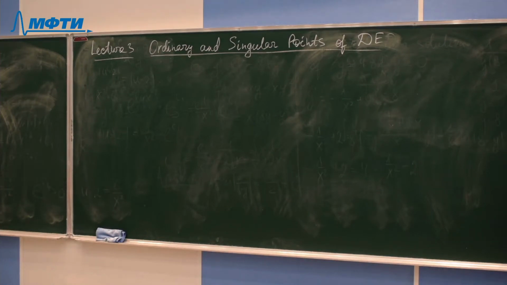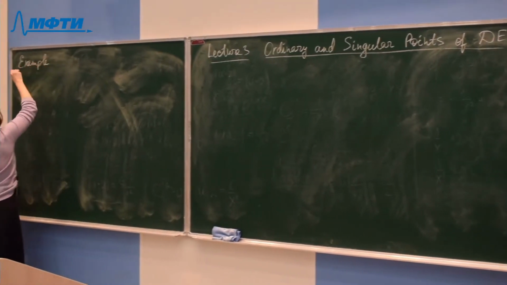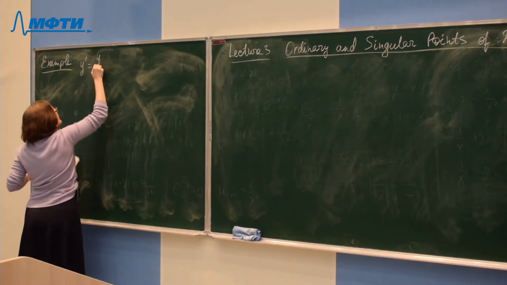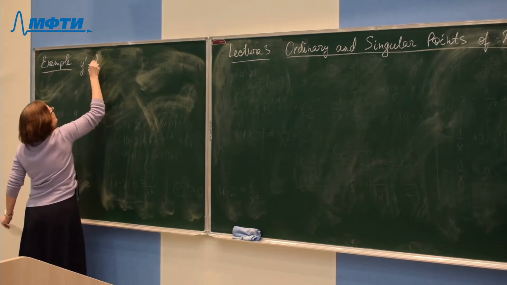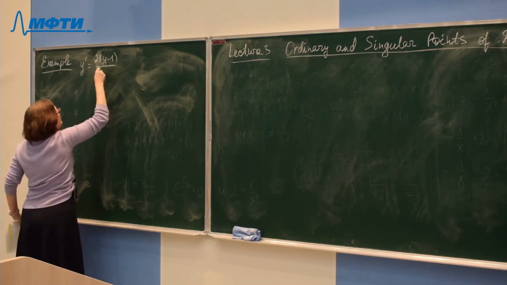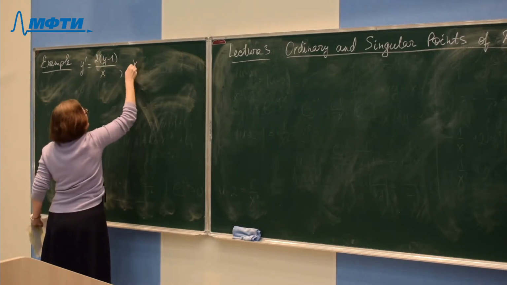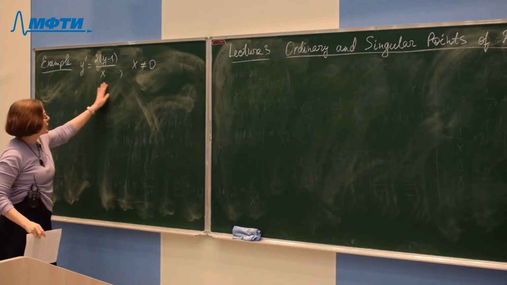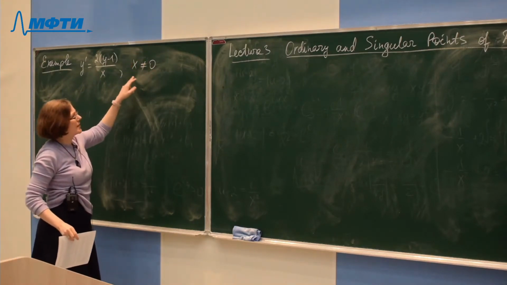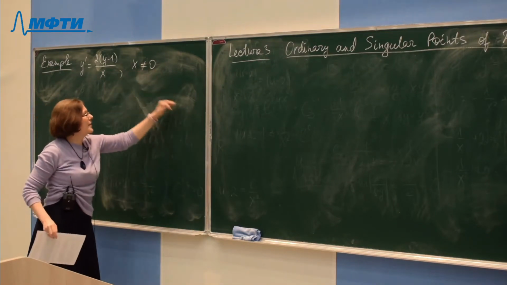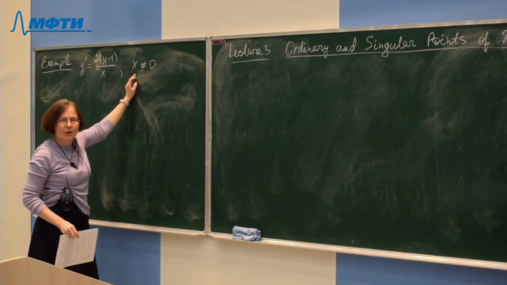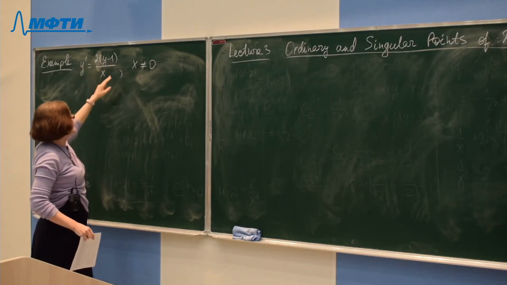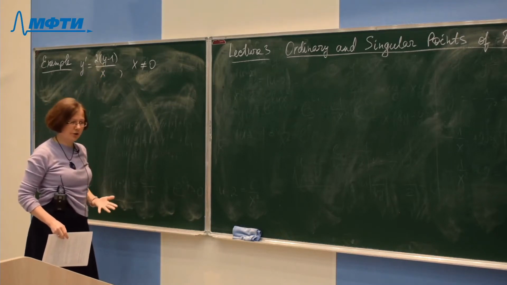Let it be here. We will consider a differential equation y' equals 2y minus 1 over x. Of course x should not be equal to 0. So this is a differential equation defined on this interval, the entire real line except for the origin. And let's try to investigate this differential equation and its solutions.